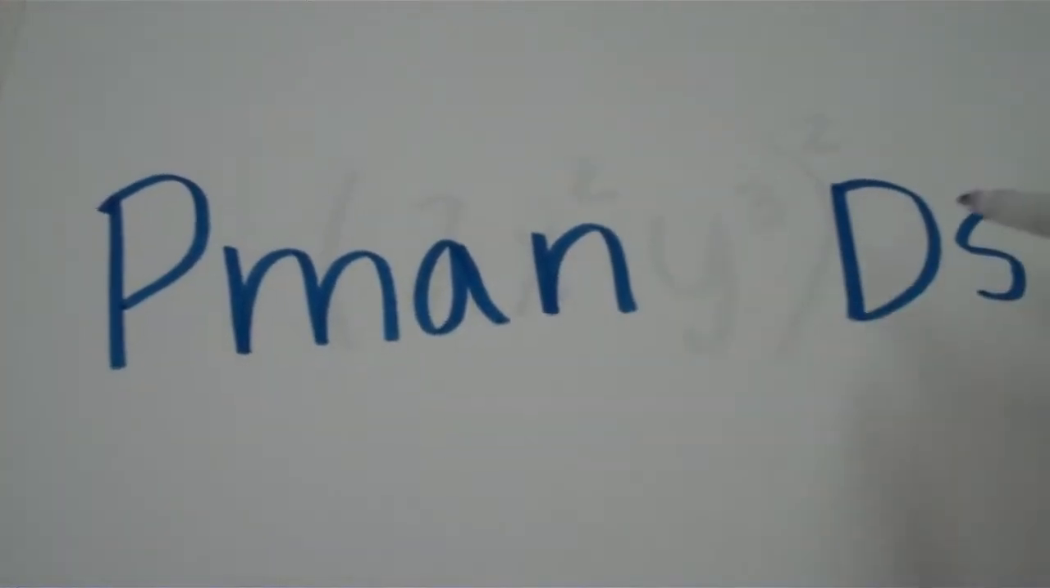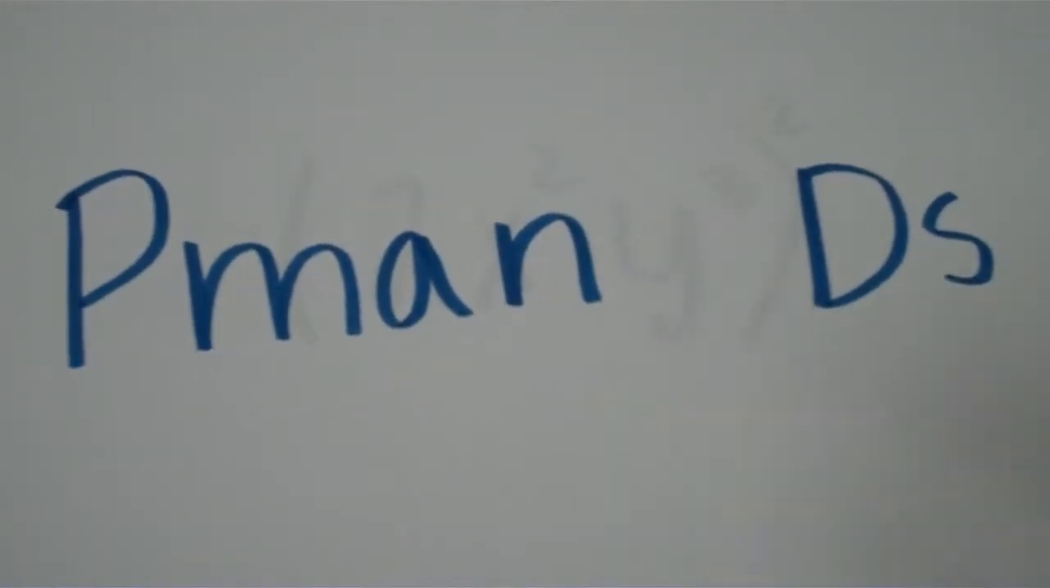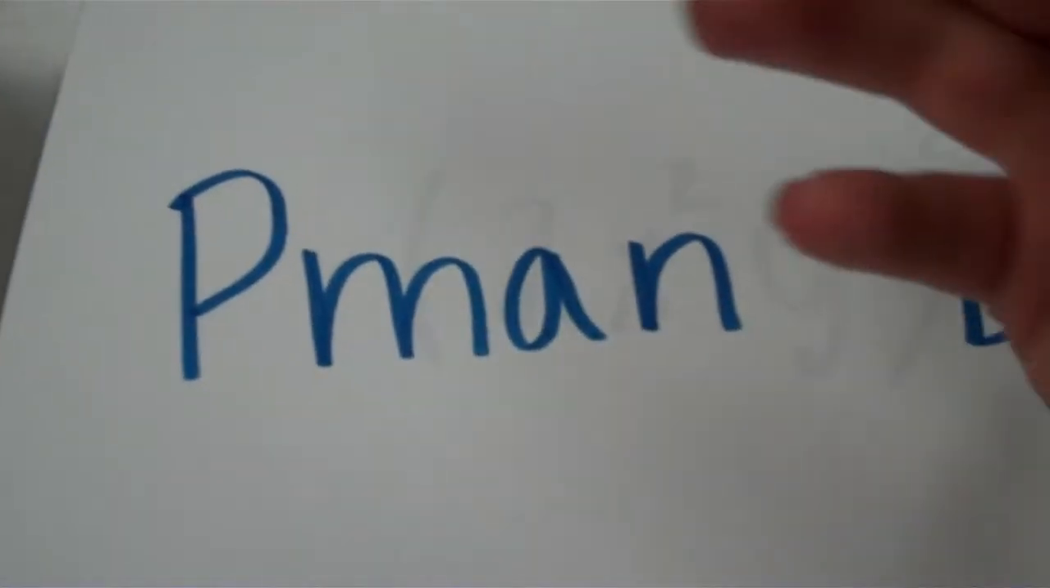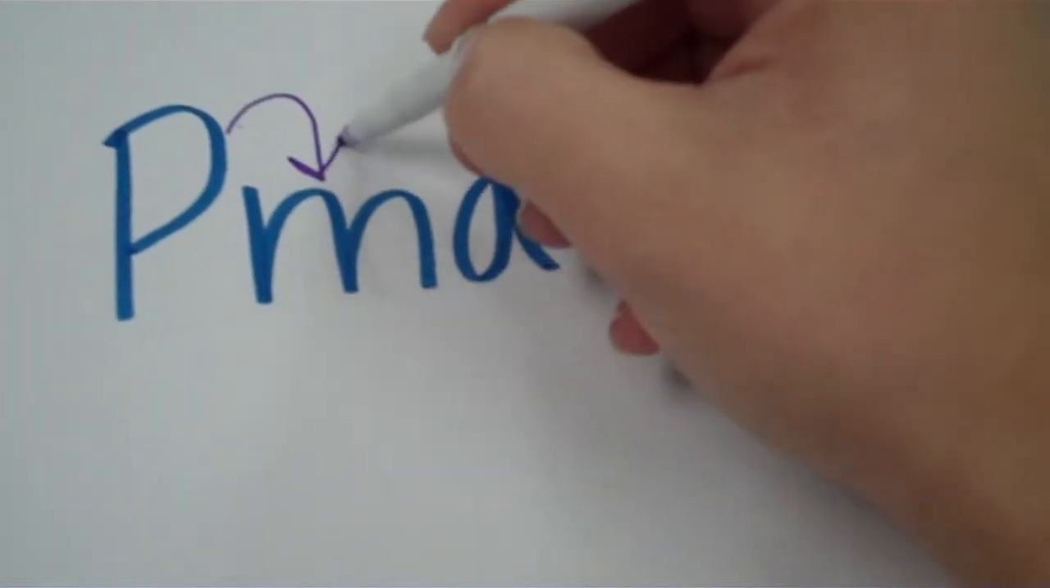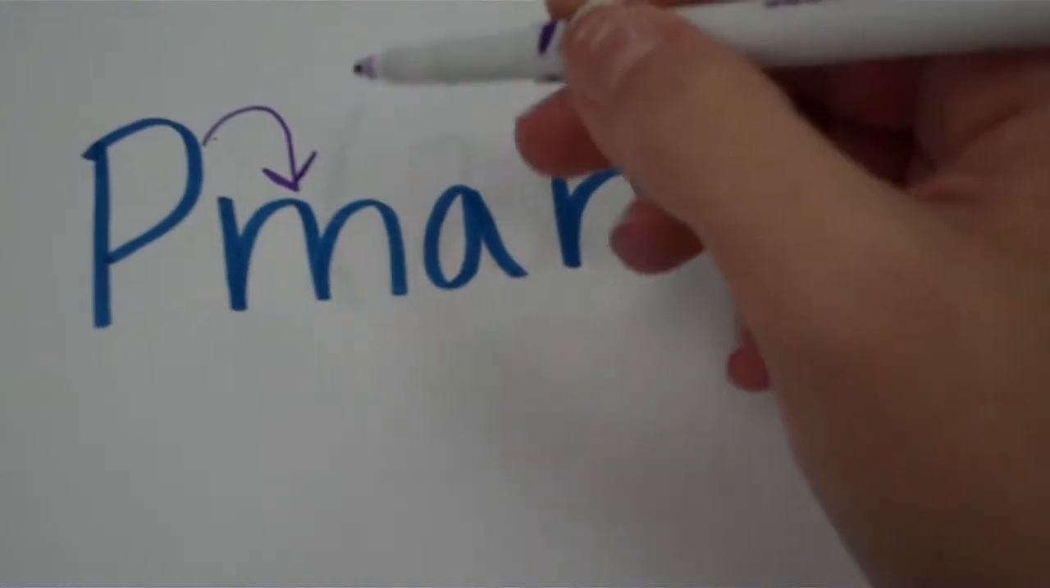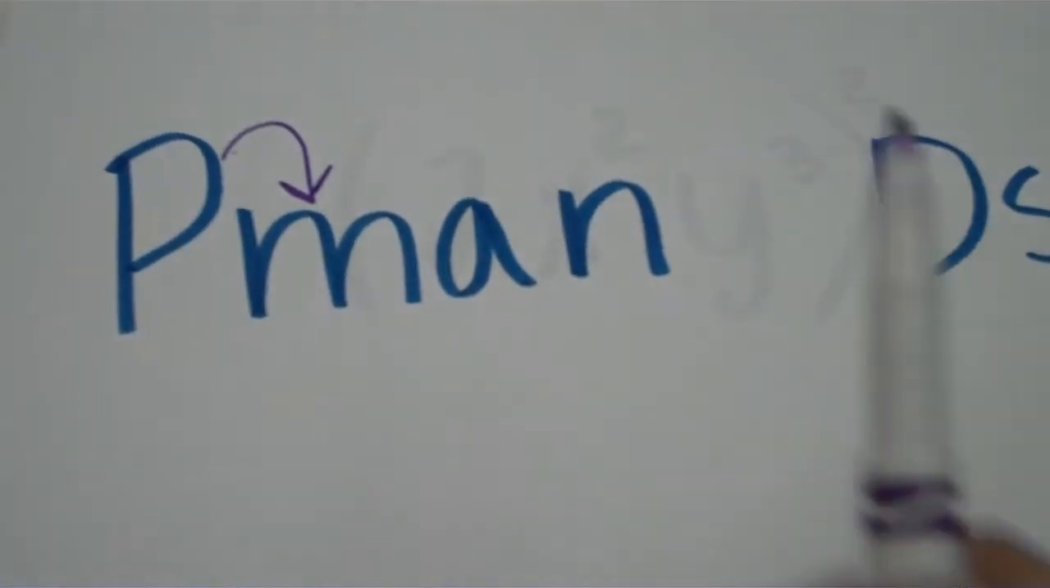So P-Man or Pac-Man DS. This is a way to memorize what the rules are. And we went over the first 2. That when you have a power of a power, you multiply the exponents. So power of a power, you multiply the exponents.